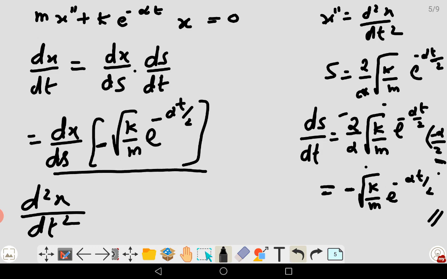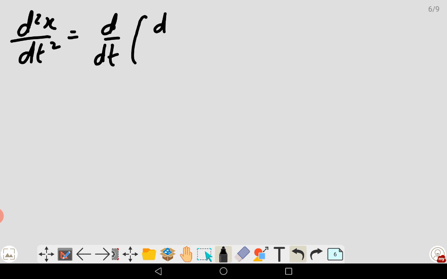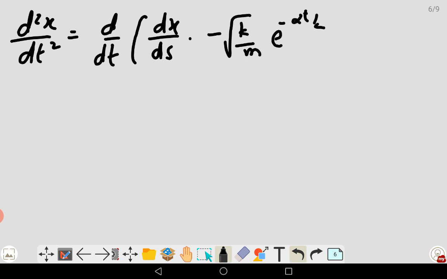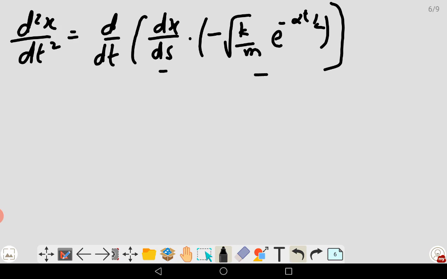Differentiate this entire result again with respect to t. So d square x by dt square is equal to d by dt of the previous result. The previous result is dx by ds multiplied by negative square root of k over m e power minus alpha t over 2. Isn't it? This one and this one. So this is a product rule: this is u, this is v, you have to use the product rule.